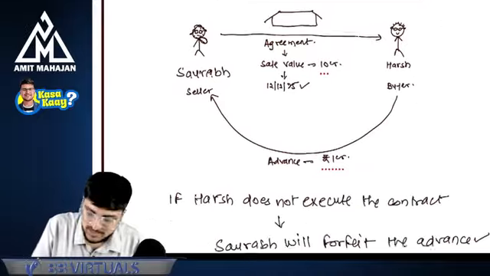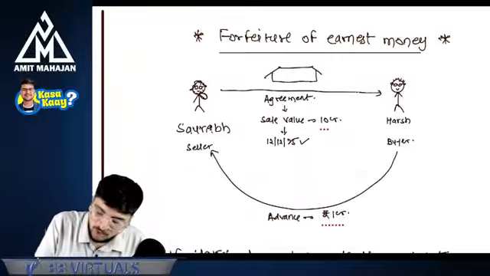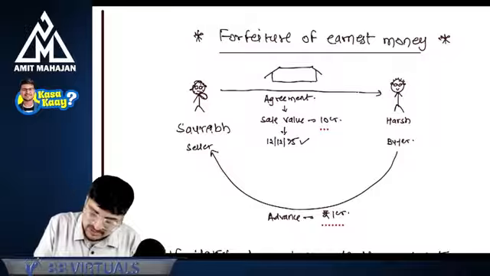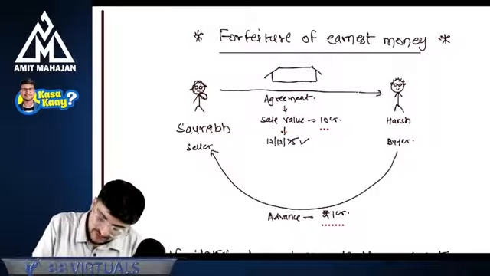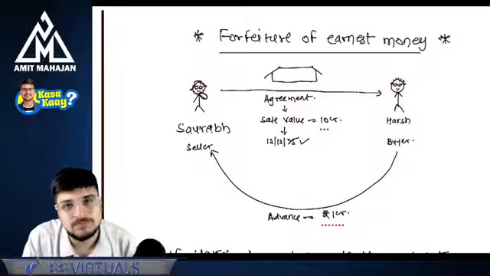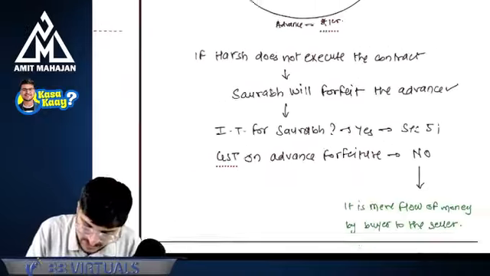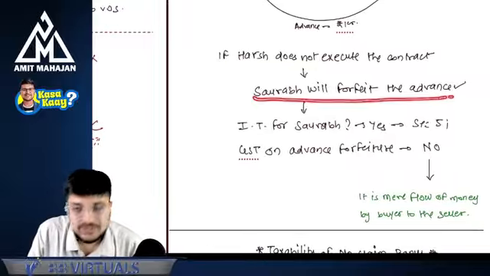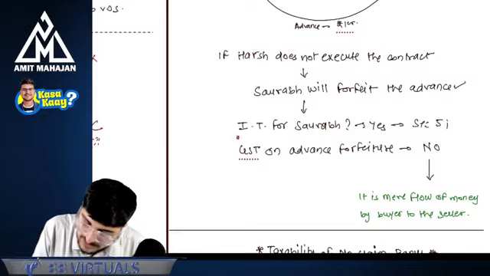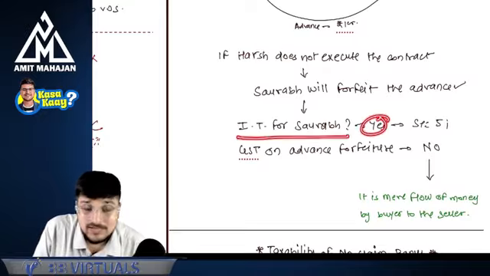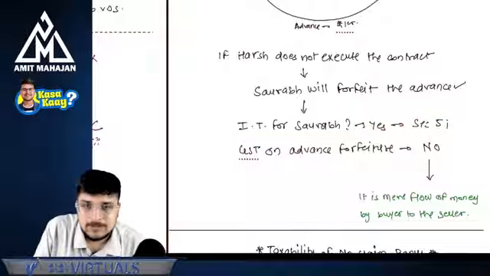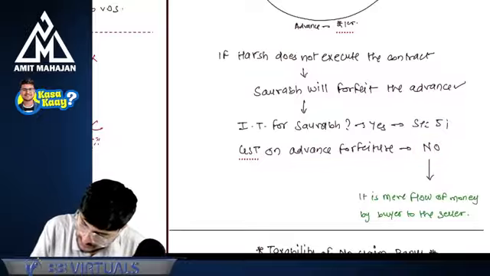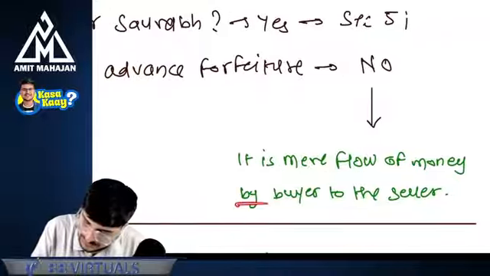It will not be taxable. Why? Because it is a mere flow of money from the buyer to the seller. There is nothing flowing from Saurabh to Harsh. There is only one-way flow of money from Harsh to Saurabh. And that's why it will not be taxable. See here, if Harsh does not execute the contract, Saurabh will forfeit the advance. Income tax for Saurabh, yes, it will be taxable under section 51. Yes. What will be the GST liability on advance money forfeiture? The answer is no, because it is a mere flow of money from the buyer to the seller.